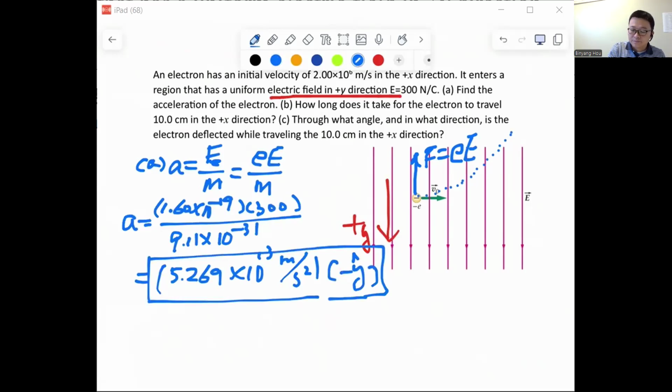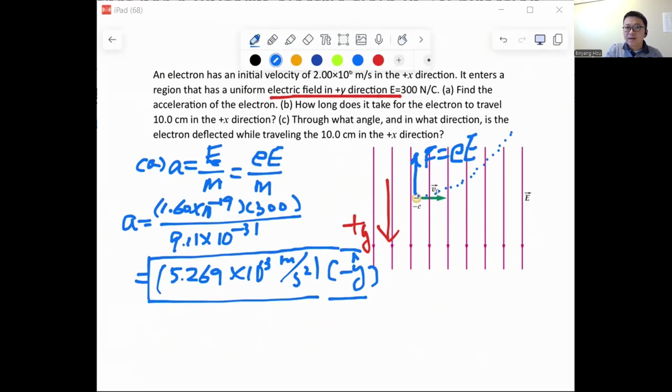Then maybe this is covered a little bit here, so like 10 to the 13 there. All right, so that's part A.